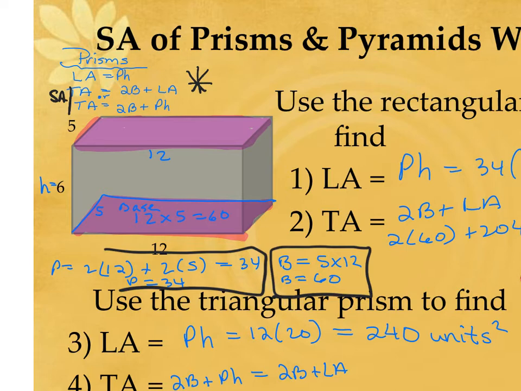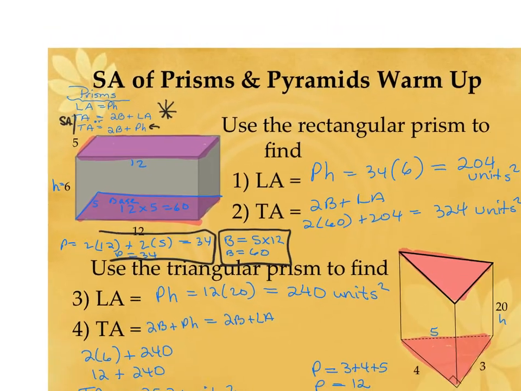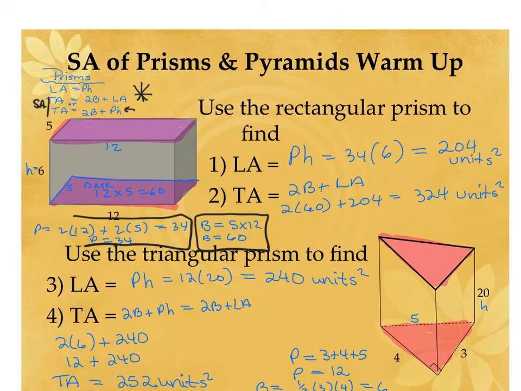Now if you've already calculated the perimeter, remember lateral area is perimeter times height. So that's what I did over here. I used these formulas for numbers 1 and 2. Everybody good on 1 and 2?